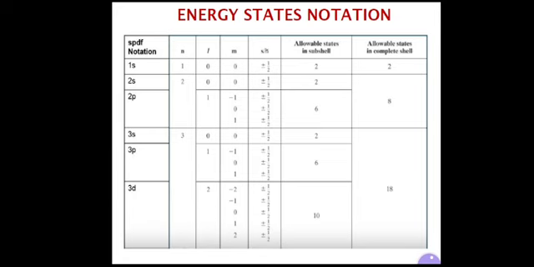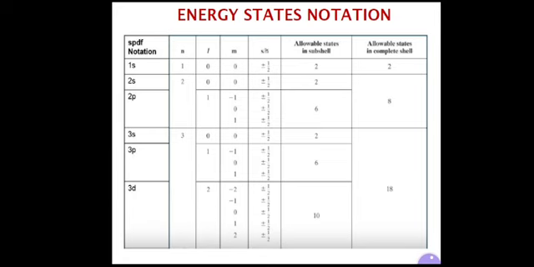So this is the energy state notation. The SPDF notations 1s, 2s, 2p, 3s, 3p, 3d are shown here for n equal to 1, 2 and 3. So whatever we have discussed just now. If n is equal to 1, the range of L and M is given here. But S has only two states, plus half and minus half.